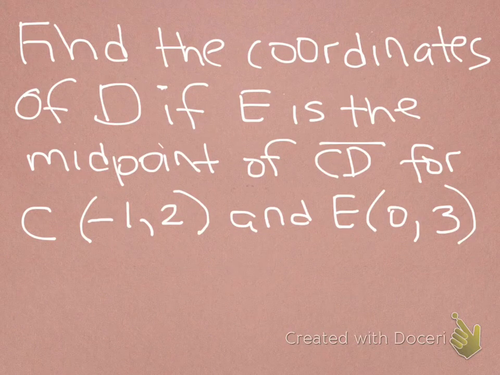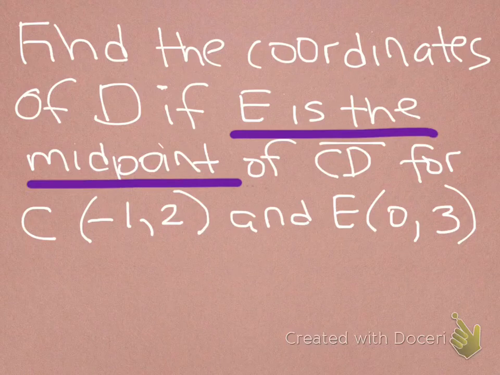The coordinates of D if E is the midpoint. This one is using the midpoint formula, but we're solving in order to find the other point. So we're not actually finding the midpoint, they give it to us. But we use the midpoint formula to solve to find the end point. So it says E is the midpoint. So it gives us C, and it gives us E. Okay, so we need to find D.